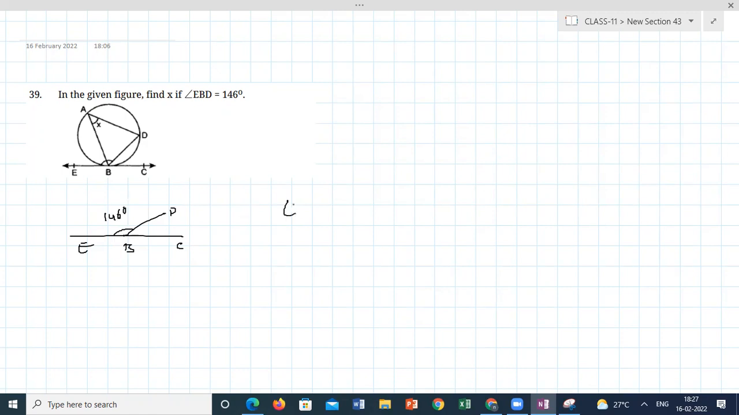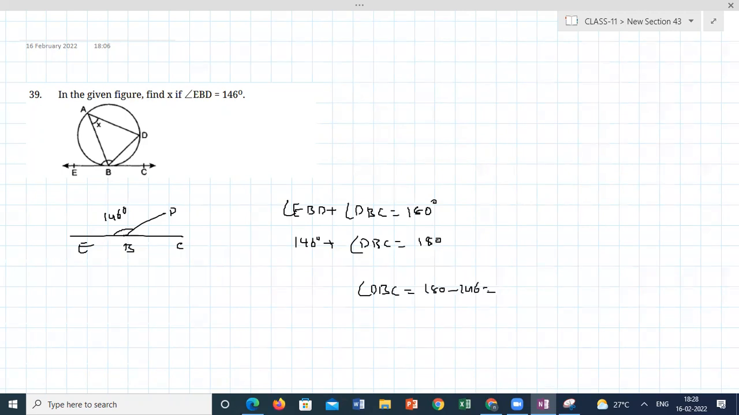So, angle EBD plus angle BBC is equal to 180. Substituting EBD with 146, 146 plus angle BBC is equal to 180. What is the angle you got, angle BBC? 180 minus 146. What is the answer? 180 minus 146 is how much? 34 degrees.